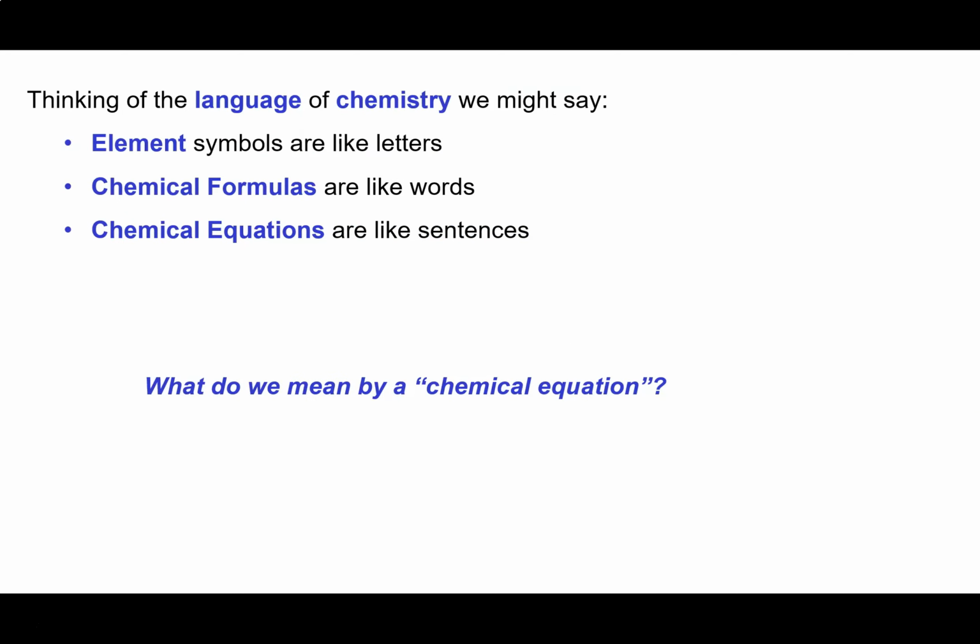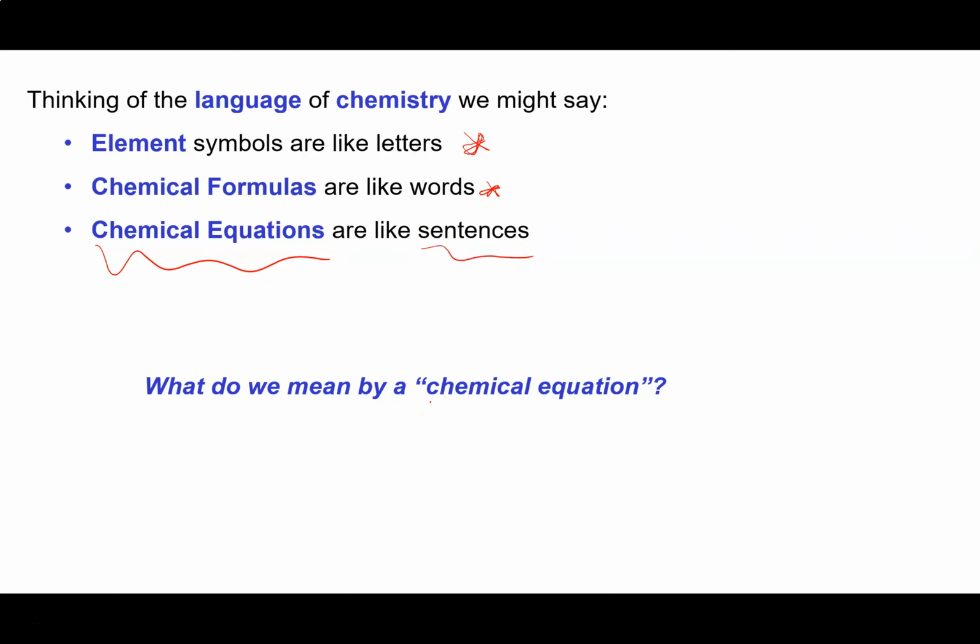If we go back and think about how we use symbolism in chemistry, we might say that element symbols are kind of like the letters in the English language, and chemical formulas, which are small collections of element symbols, are kind of like words in the English language. Then if we put symbols and formulas together to describe a process, that's kind of like putting letters and words together to describe an event. So chemical equations are what we get when we put symbols and formulas together, and they're kind of like sentences.